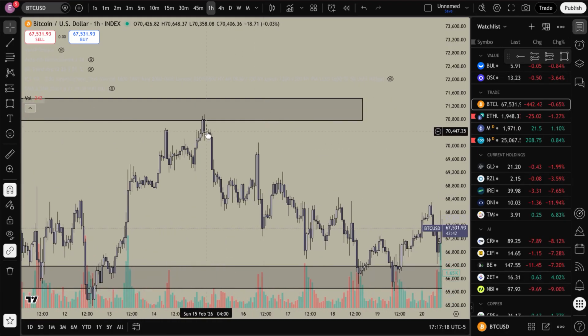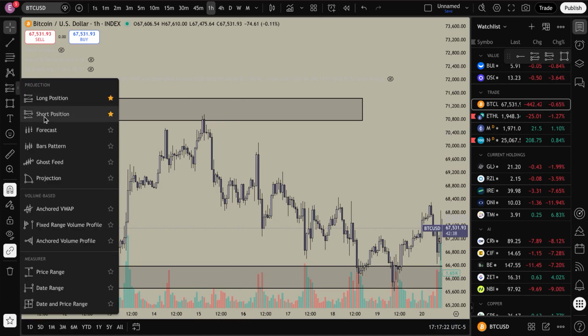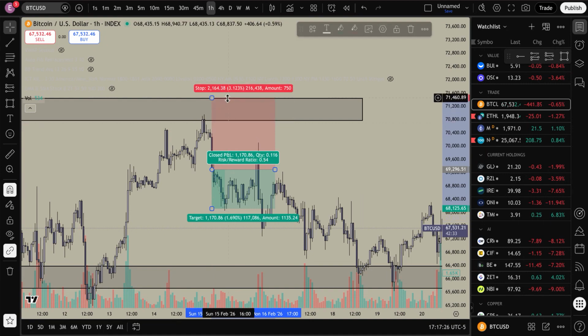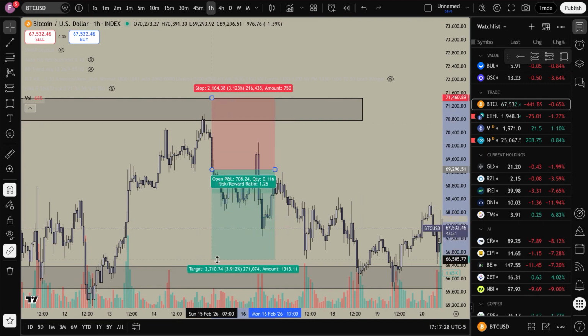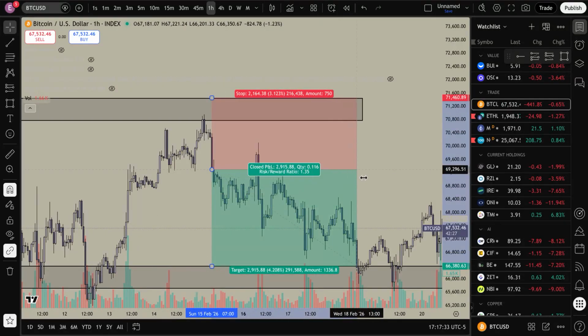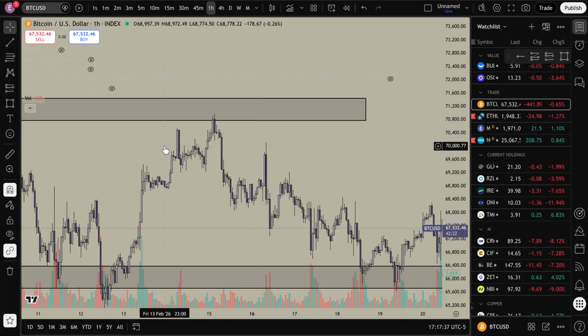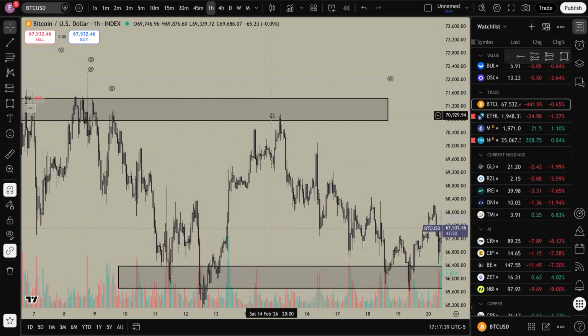Big move down. You maybe could have taken it out of this or out of this. Let's just say we took it out of this, put our stops above here, and targeted the next level of support, which is all the way down here. That is a 1 to 3.6 risk reward. I would have gotten hit. You can use this for both trades, shorting and buying.